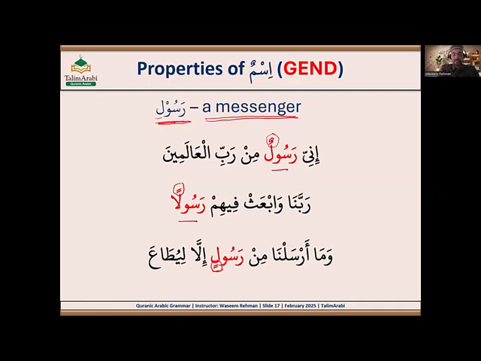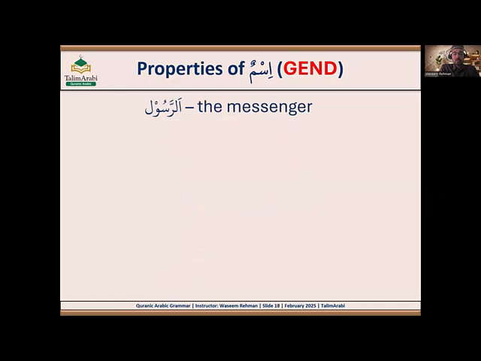Now let's check another flavor: ar-Rasul. As we know, when we put al in the beginning, it makes a word definite. An indefinite word will not have an al, but if you put al before, it becomes definite. So now it's not a messenger, it's the messenger. And this ra is a hurufu shamsiya because the lam is silent and we double the first letter: ar-rasulu. So ra is a sun letter.